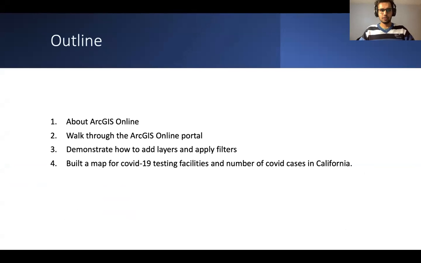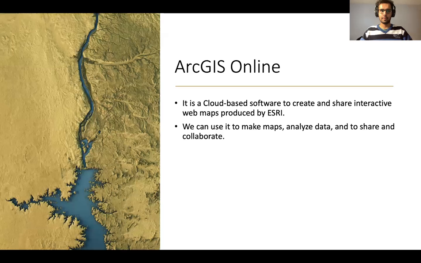In this presentation, we're going to be talking about GIS Online, and then I'll walk through the ArcGIS Online portal. Then I'll demonstrate how to add different layers and apply different filters on the layers. Then we'll build a map for COVID-19 testing facilities in California and the number of COVID cases in California, and we'll see how this data is helpful in determining different facts. So first, let's talk about ArcGIS Online.